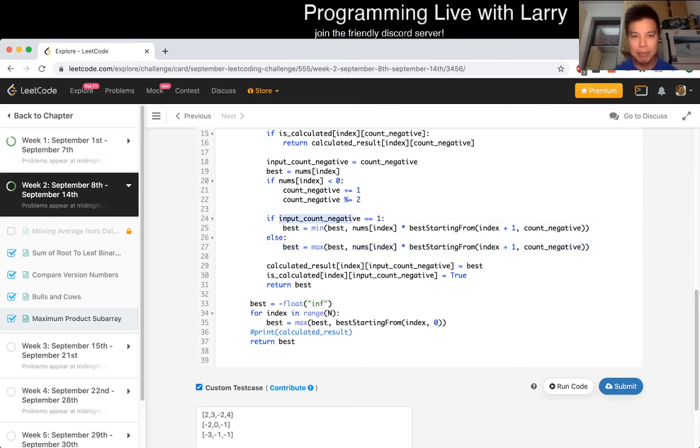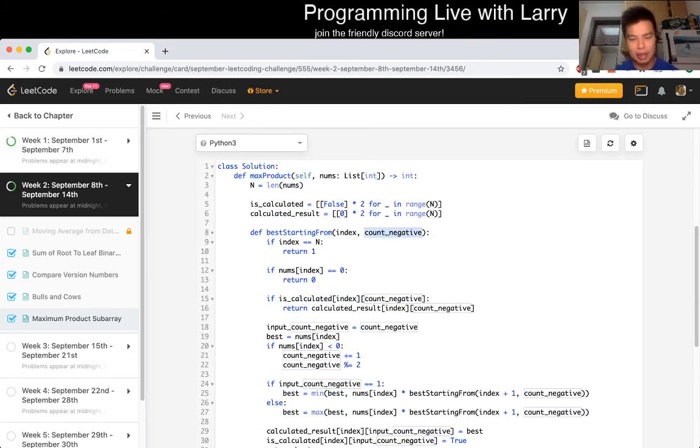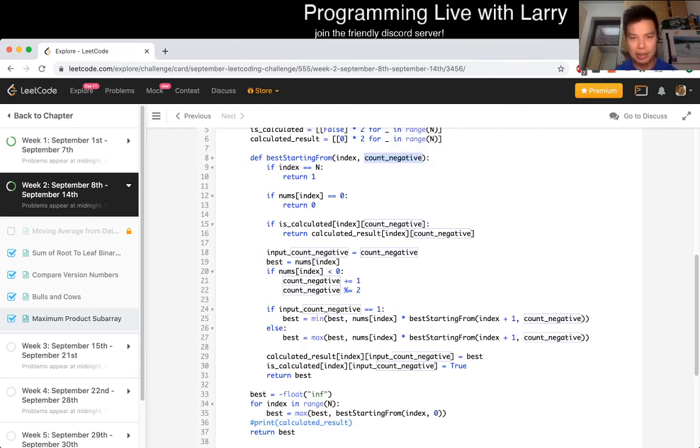I was wondering why I wasn't doing anything with the count negative other than caching, and the reason is because if the input is negative, that means that we want the min. If I were to rewrite it again, I would separate these two into two functions so that it's more clear. And in fact, yeah, I think that's my mistake. Because the best starting from depends on whether it's negative or not.